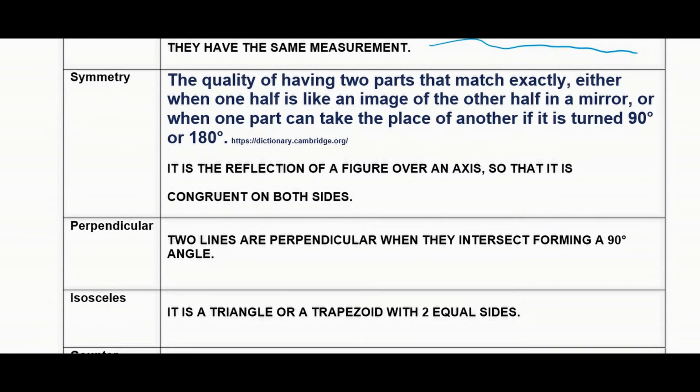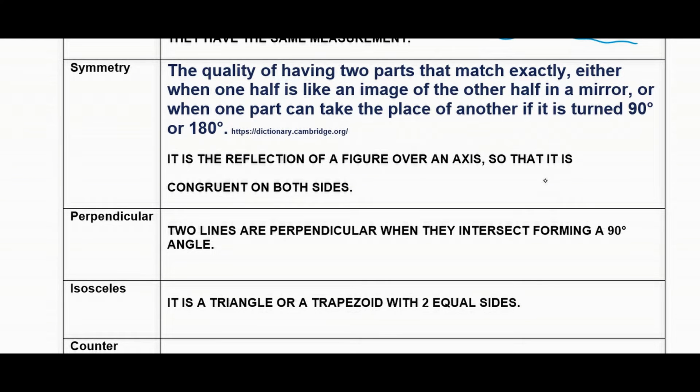Now, symmetry. I found this in the Cambridge Dictionary. It says: the quality of having two parts that match exactly, either when one half is like an image of the other half in a mirror, or when one part can take the place of another if it is turned 90 degrees or 180 degrees. Well, I like this definition. However, I placed my own and I say it is a reflection of a figure over an axis so that it is congruent on both sides.